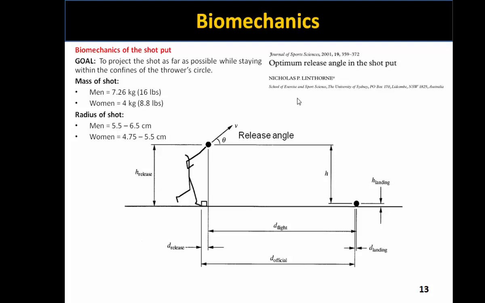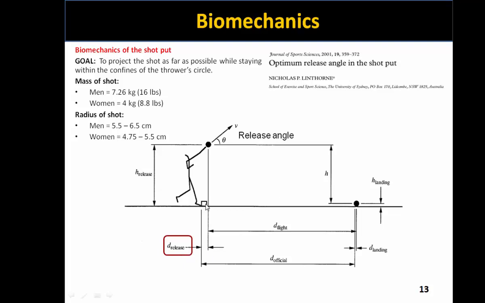As discussed earlier in this projectile motion unit, we discussed the importance of the release angle for optimizing the horizontal distance of the projectile. Some of the key distances that we need to concern ourselves with here in terms of shot put performance is the distance of the release. And as we can see, this is a very short distance.